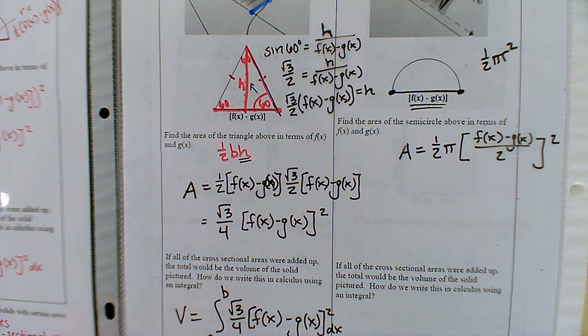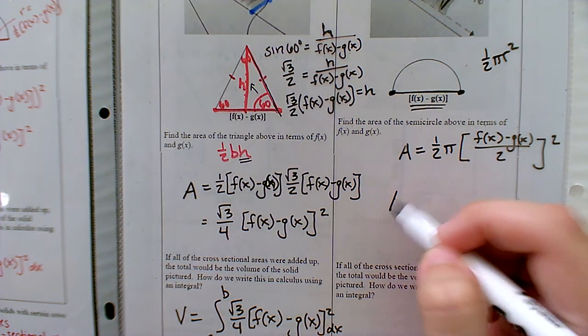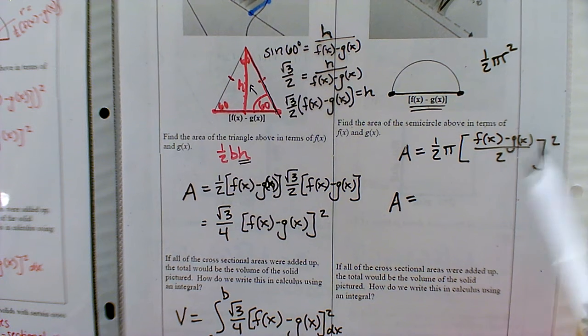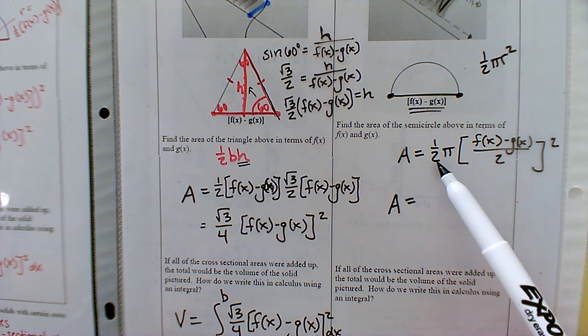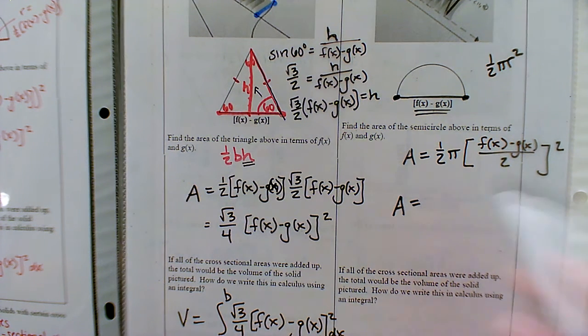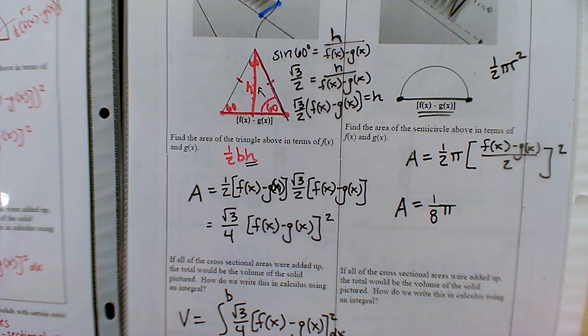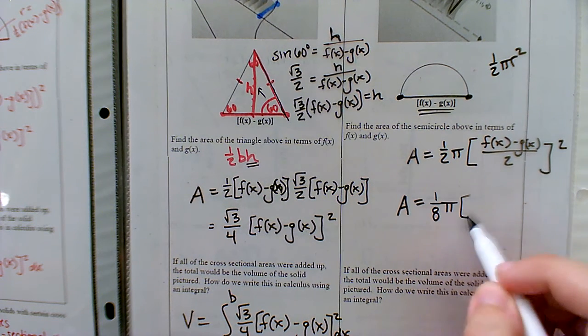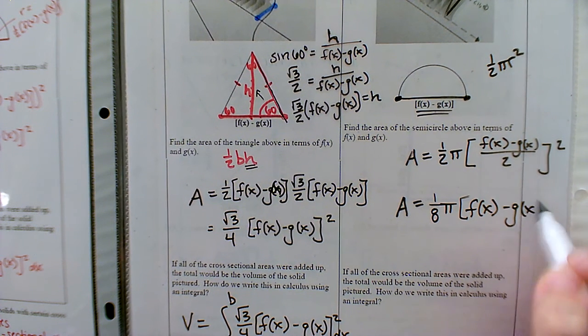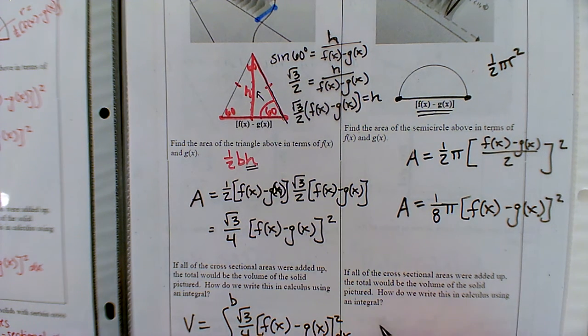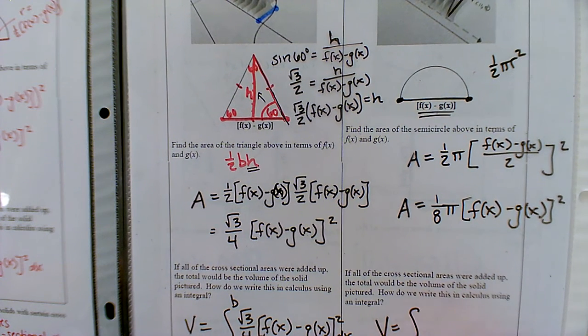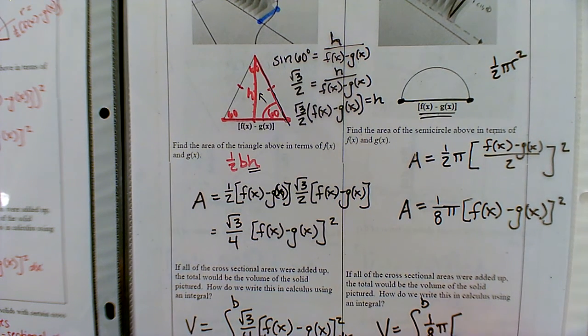Okay, but nonetheless, we do have 1/2 pi r squared. Maybe we can simplify this one like we did the equilateral triangle. If we're squaring this radius, we would have a 2 squared in the denominator, which would be 4. And notice how we could multiply that by the 2 in the other denominator, which would give us a 1/8 out front. And we would just be left with that f of x minus g of x quantity squared, if we cleaned it up a little bit. So that's how we can represent the area of every semicircle. If we want to find the volume, we're going to add all those up, aka integrate.